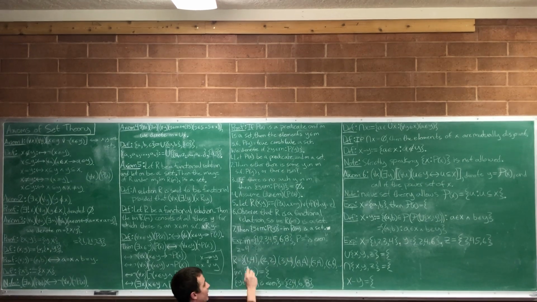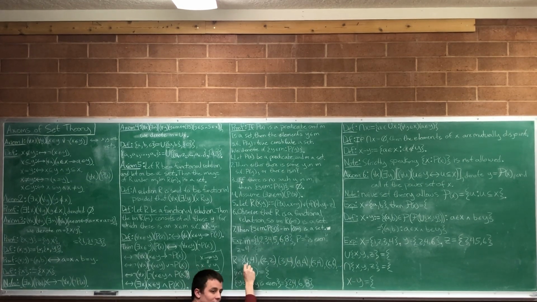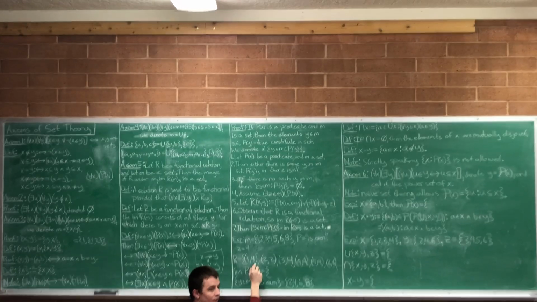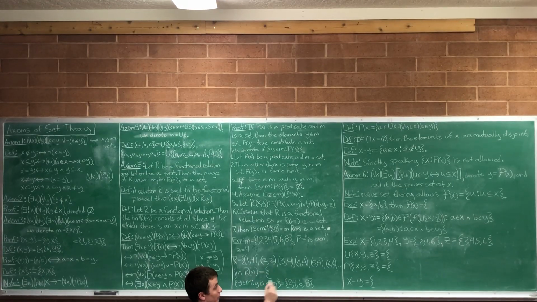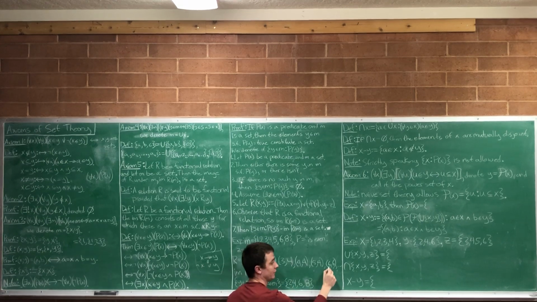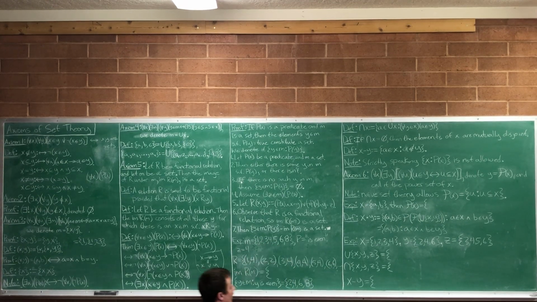If x satisfies a condition, pair it with itself. So 2 satisfies the condition, pair it with itself. 4 satisfies the condition, pair it with itself. 6 satisfies the condition, pair it with itself. Otherwise, if it doesn't satisfy the condition, pair it with the thing we know satisfies the condition. So I'm going to pair all my odd numbers with 4, and I'm going to pair all the even numbers with themselves for all the things in n.